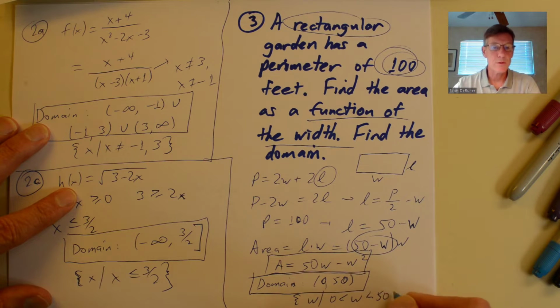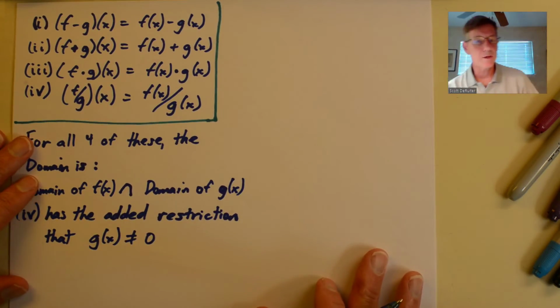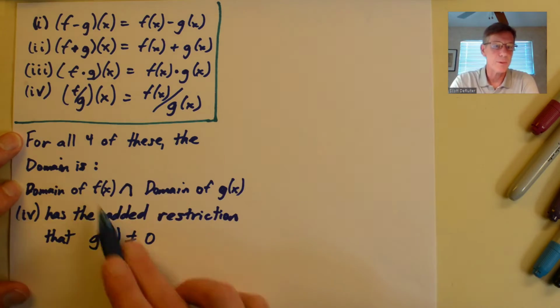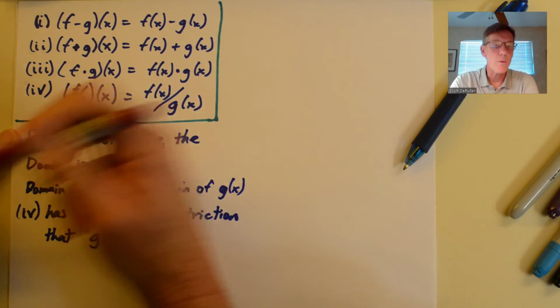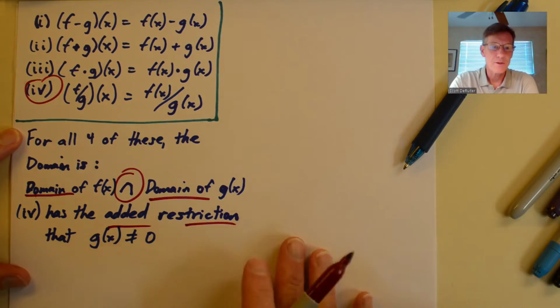And we should also be able to use set builder notation. There we go. Okay, next we're going to be finding the domain for some combinations of functions: subtraction, addition, multiplication, and division. And when we do that, we want to find the intersection of the domains of the two functions. There's an added restriction if we are trying to find the quotient.